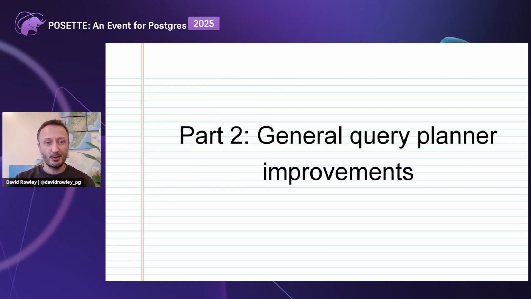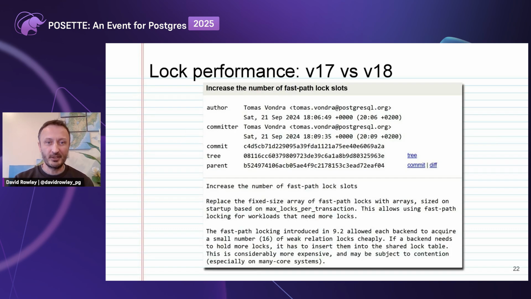So now I want to move on to part 2, and this is general query planner performance improvements that have happened in Postgres 18. So let's have a look at what's happened here. Thomas has made a change here, and the top line of the commit message is "increased number of fast path locking slots." So what does that mean?